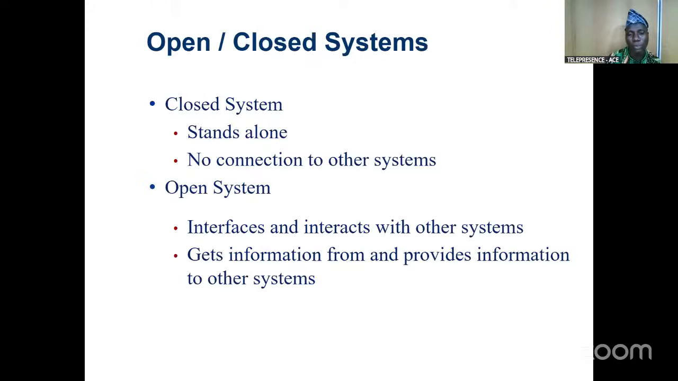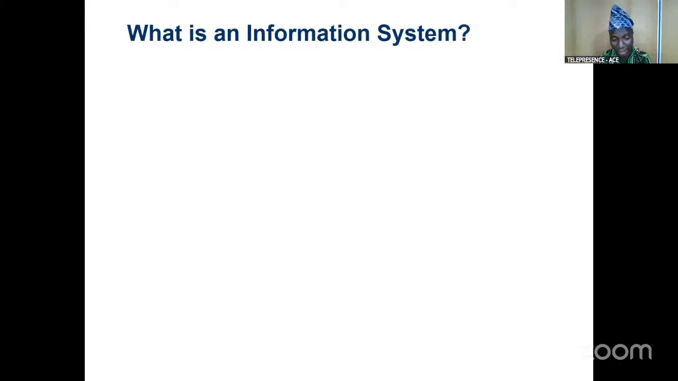We can have open system, we can have closed system. A closed system is a standalone system. It's not connected to the outside world. It's closed. No interaction from external environment. An open system is a system that has interface and interact with other environment. It gets information from other systems.